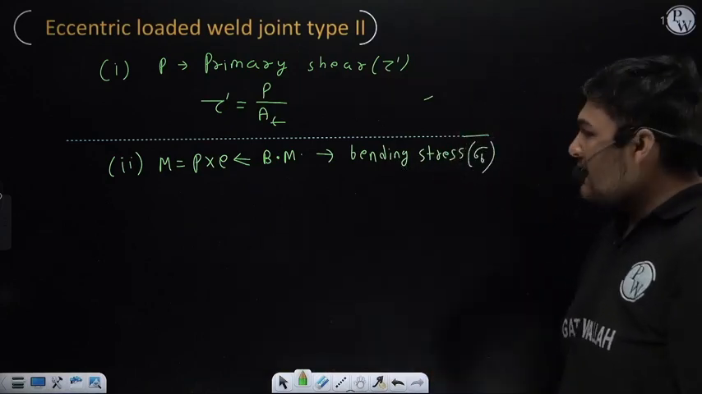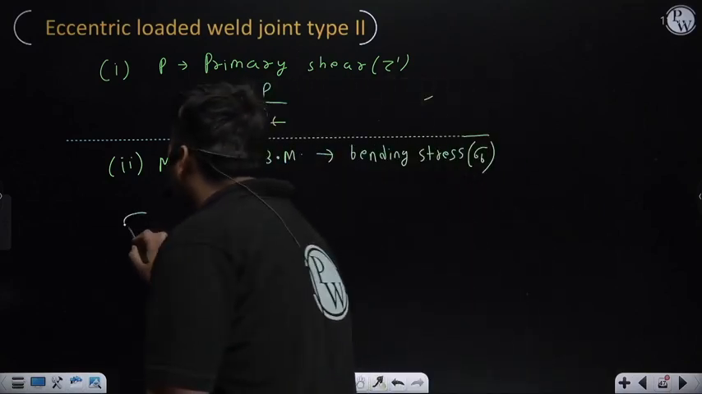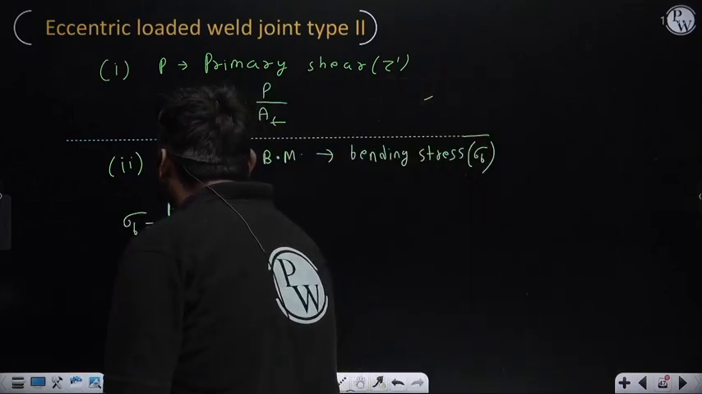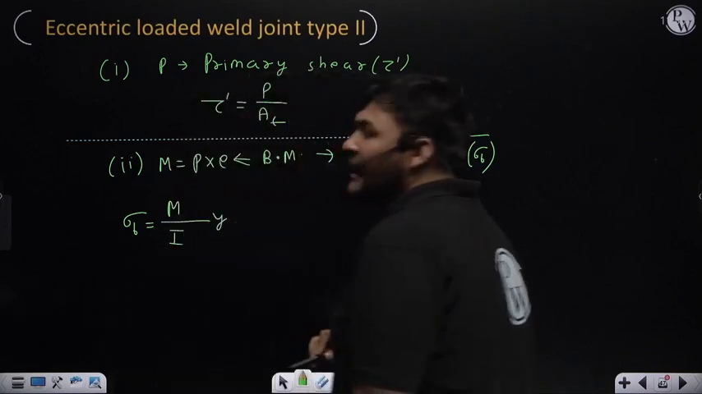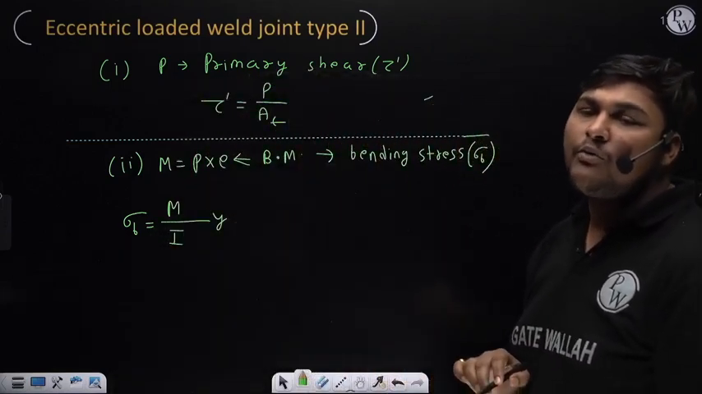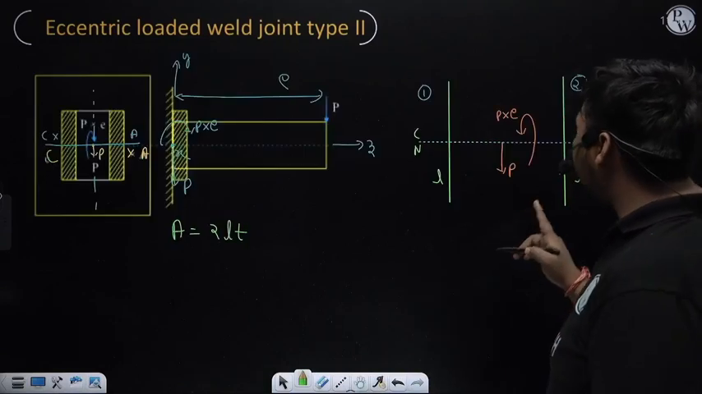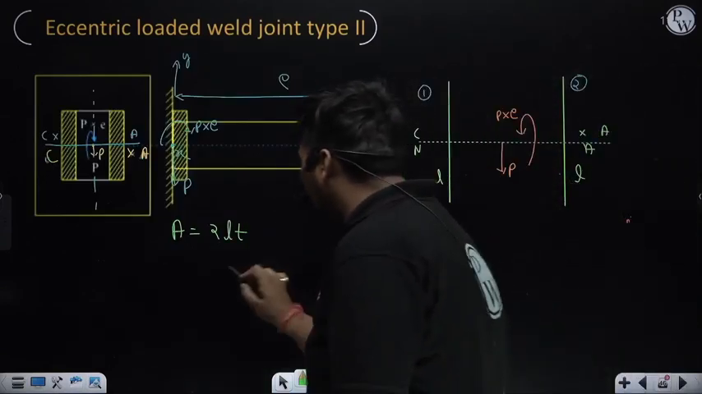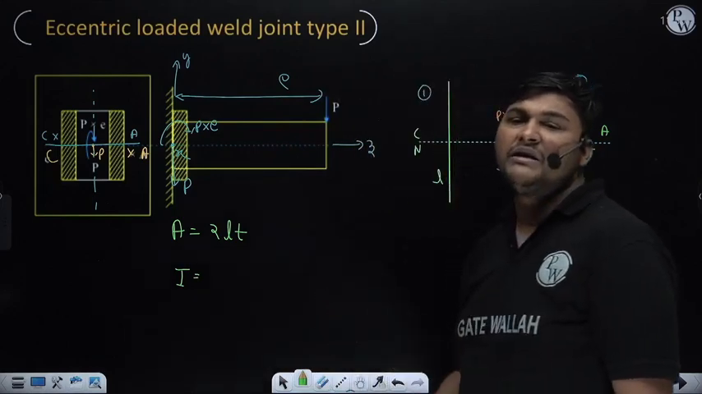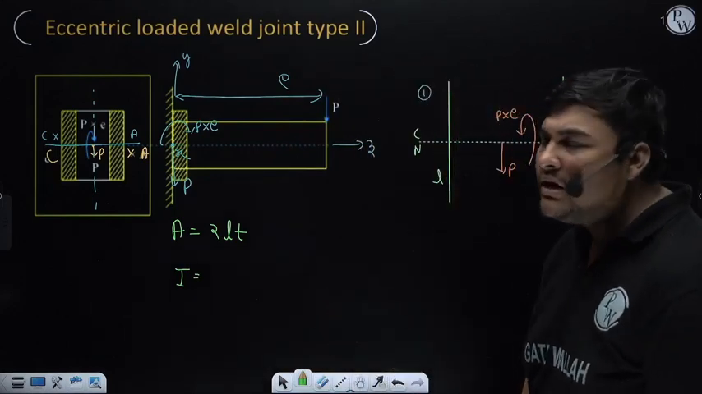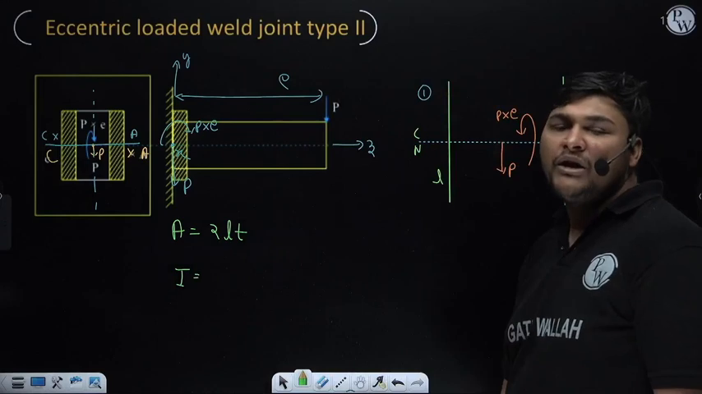Now the formula to calculate sigma B is bending moment, which is M, which is P into E, divided by I into Y, where I is the area moment of inertia of the weld about the neutral axis. How to calculate I, you have already studied in engineering mechanics and strength of materials. But for this case, I am calculating the value of I.